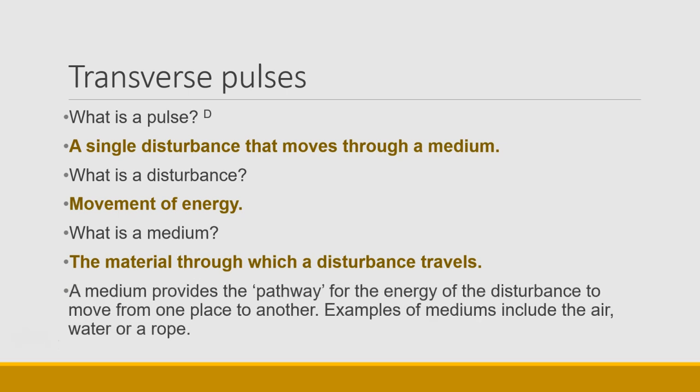So a medium provides the pathway for the energy of the disturbance to move from one place to another place. And examples would be, as already mentioned, anything through which energy can travel, like air, like water, or a spring or a rope.